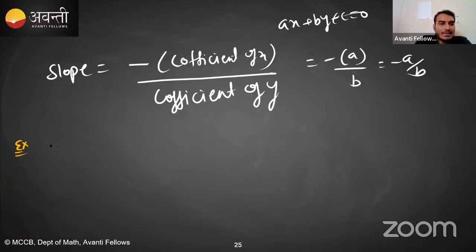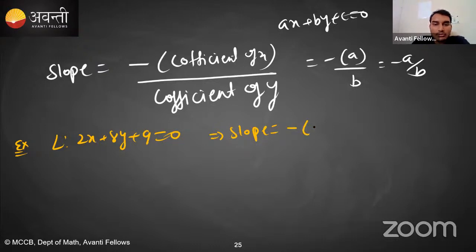Okay, for example, let's say the line is given as 2x plus 8y plus 9 is equal to 0. What would be the slope? Slope is minus times coefficient of x, which is 2, upon coefficient of y, 8. So slope is minus 1 by 4. Clear? Let's see one more example.